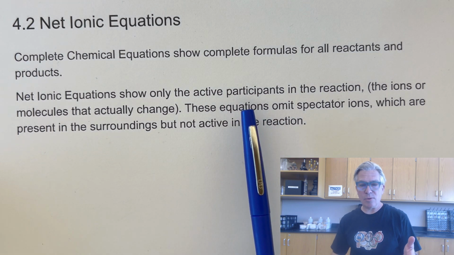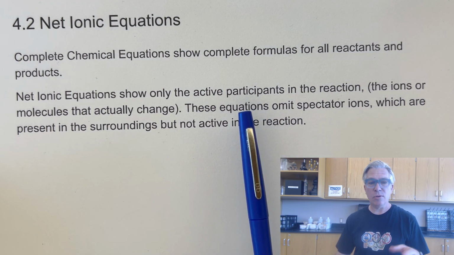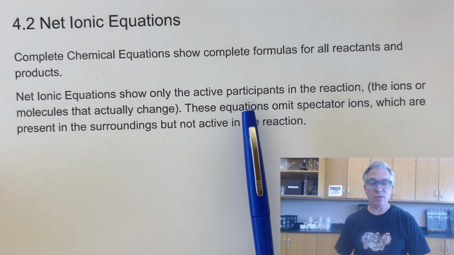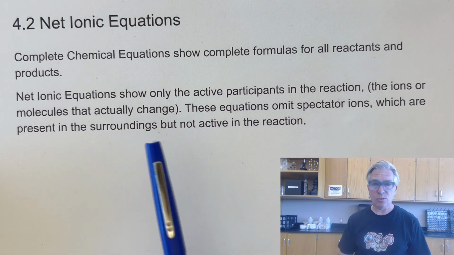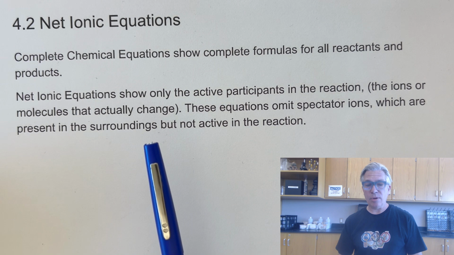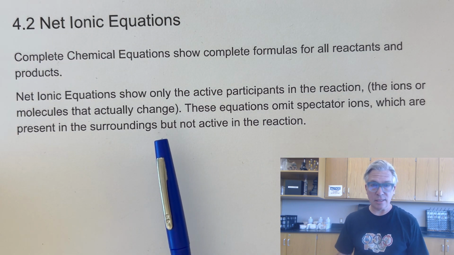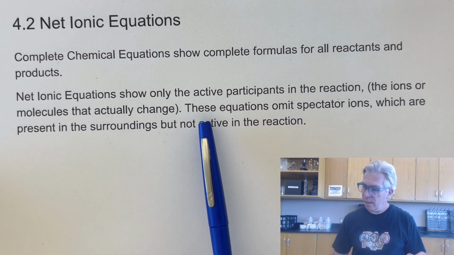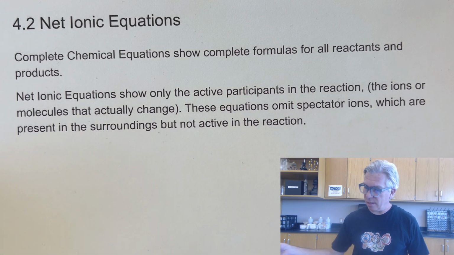I should make a quick side note. For all of these topics, if you look in the Unit 4 playlist, you'll see a whole bunch of videos with more detail on each one of these things. So if you need more practice or detail, head over to the playlist and check it out. All right, these equations omit spectator ions, which are present in the surroundings but not active in the reaction. Okay, so how do we do that?